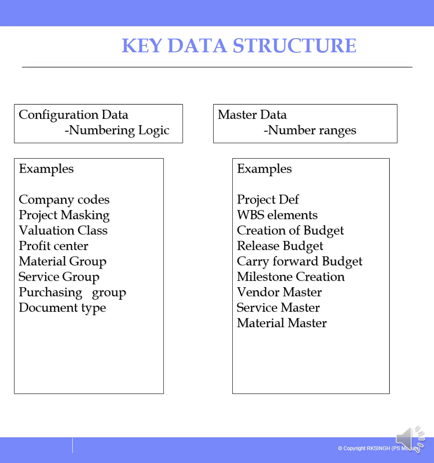This is a KDS structure. KDS is a key data structure. As you can see in the slide, there is configuration data and master data. The configuration data is created by a consultant or a cross-functional team, and the master data is created by a core team member or a super user of the company. The configuration data is the company code, material group and service group. And the master data is the project definition, WBS structuring, assigning of budget, assigning a milestone and carrying forward the budget, like that.